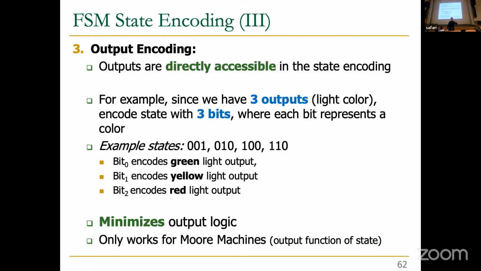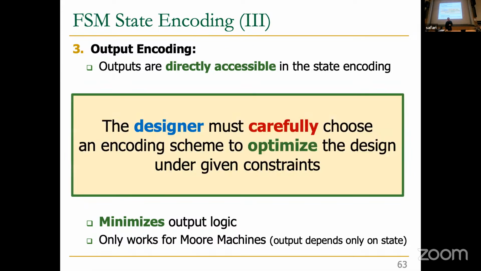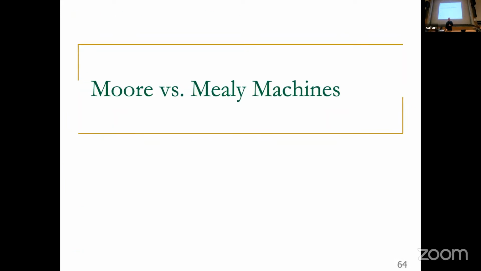So next state logic is another issue over here, which we're not going to discuss. So basically, it's the job of the designer to carefully choose an encoding scheme to optimize design under given constraints. Again, automated synthesis tools do some of this, but if the circuit is very, very large, as we will see later on, the designer actually is an important participant in the process of optimization. Any questions? Okay, hopefully these are not too bad.